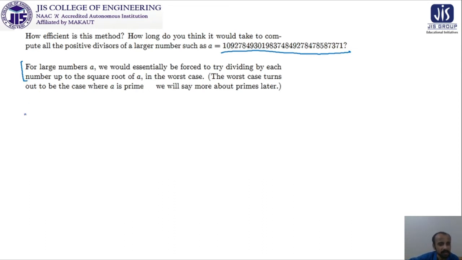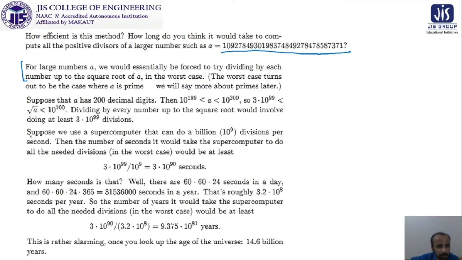And it will be the latter case for the prime. Now, very interestingly, suppose we have a number which has 200 digits. So what we are saying is 10 to the power 199 is less than A is less than 10 to the power 200. Now how does it work?